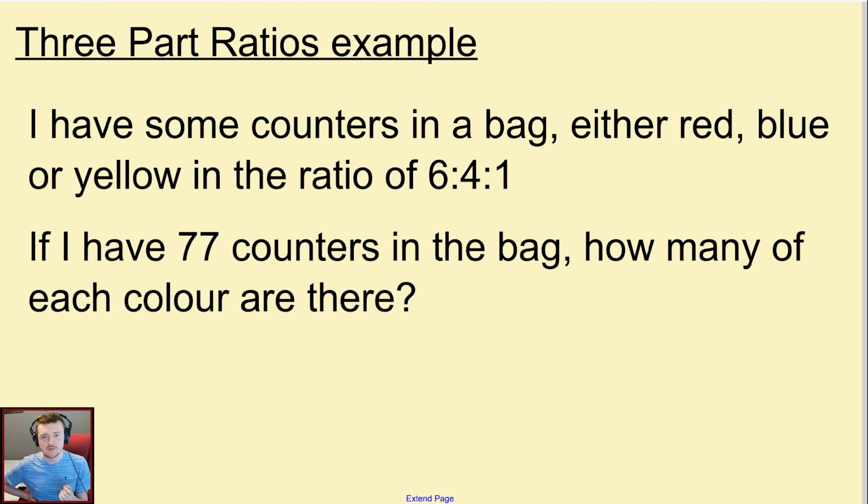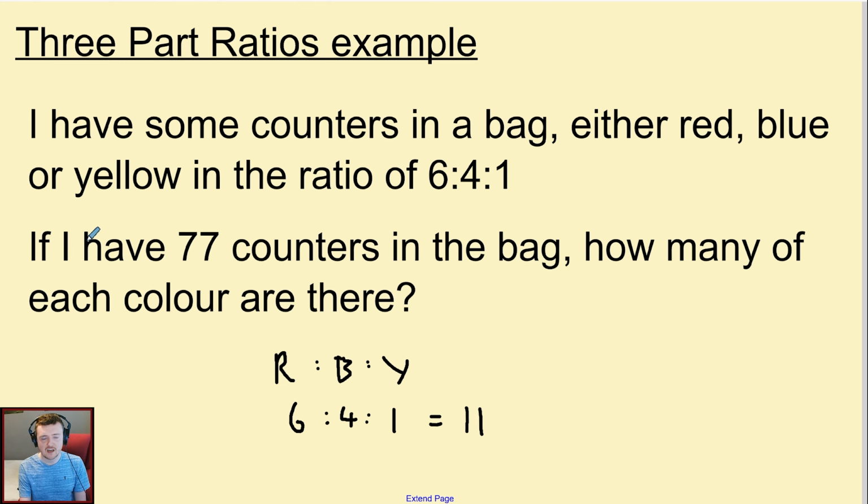So I have some counters in a bag, either red, blue or yellow, in the ratio of 6 to 4 to 1. That means that red, blue, yellow is 6, 4, 1. Remember that the order they tell you is the order you write it down. That's really important. Red, blue, yellow, 6, 4, 1. That means I know the total straight away is 11. Okay. I have 77 counters in the bag. How many of each colour are there?